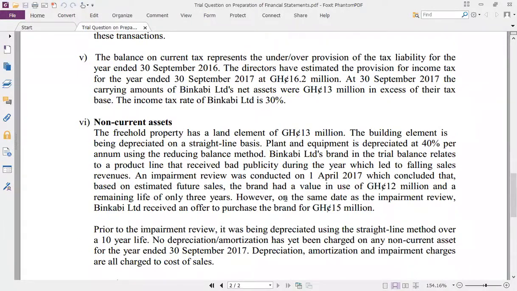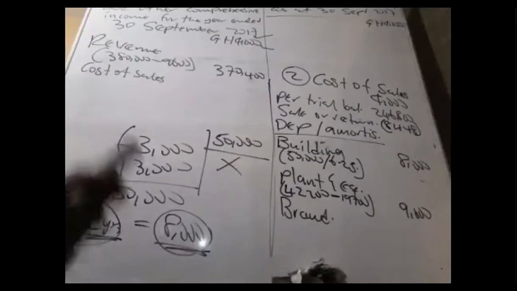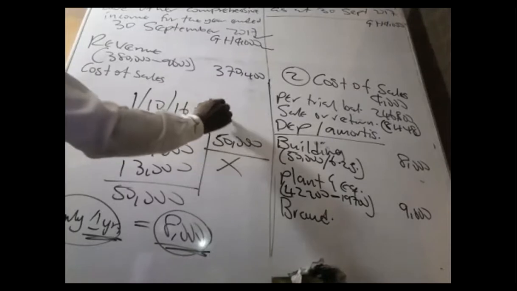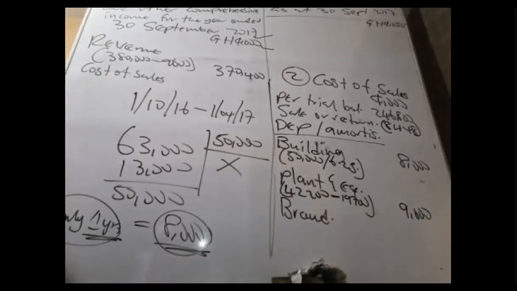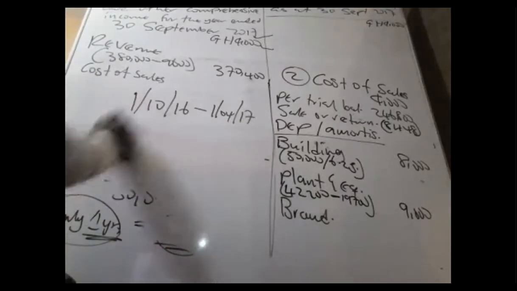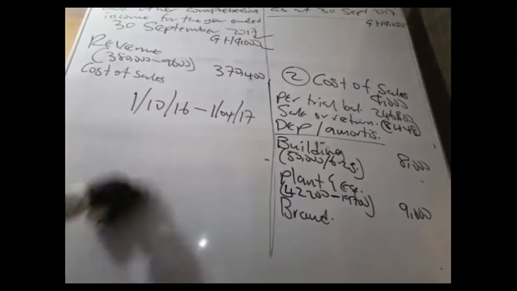Now, brand. Let's do the brand. Take note, the brand date was tested for impairment, right? So let's calculate it as at the date, from the start of the year up to the date of the impairment test. Now, the impairment test was conducted on 1st April 2017. So now, you had a financial year starting from October 2016. So now calculate for me how many months from 1st October 2016 up to 1st of April 2017. How many months? Don't feel shy to count your fingers. After the exam, when you pass, nobody will probably inform me that you counted your fingers.